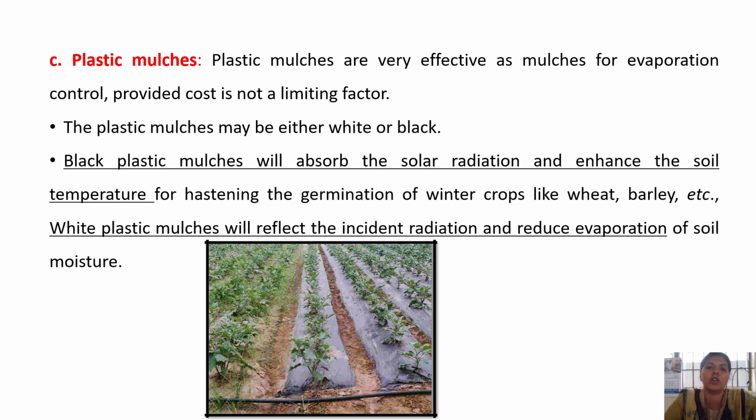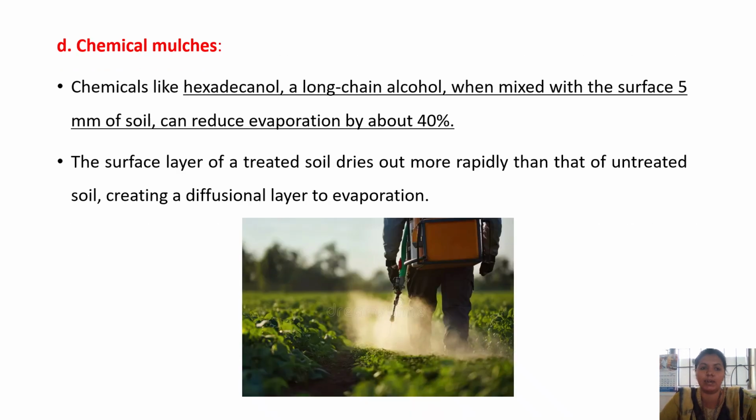If price is not the limiting factor, and the farmer is willing to spend some money as a longer-term investment, he can go for plastic mulches. Plastic mulches are available in two colors, white and black. We all know black color absorbs heat and won't reflect it back. So in areas of winter crops like wheat, barley and so on, black mulch can be preferred, whereas white mulch reflects the incident radiation. Both of these reduce evaporation to a greater extent.